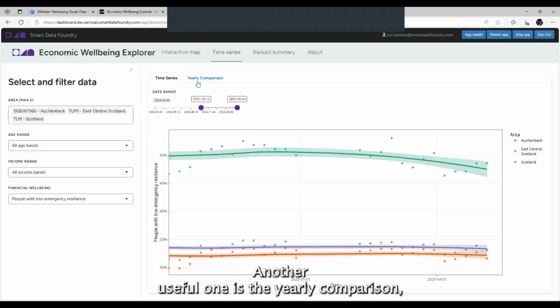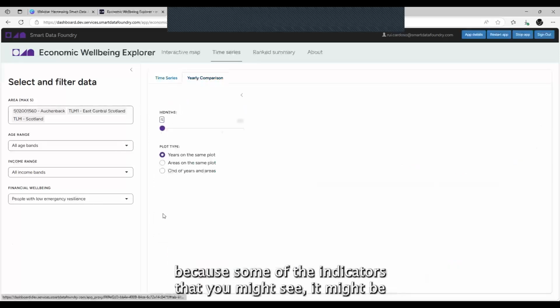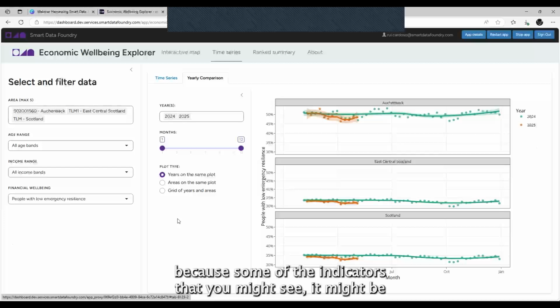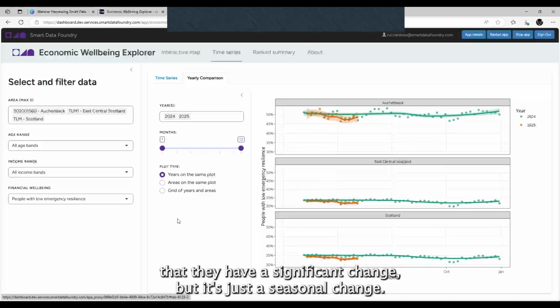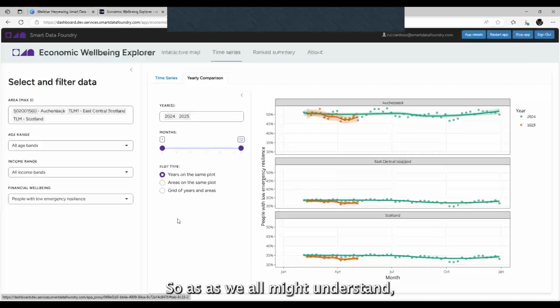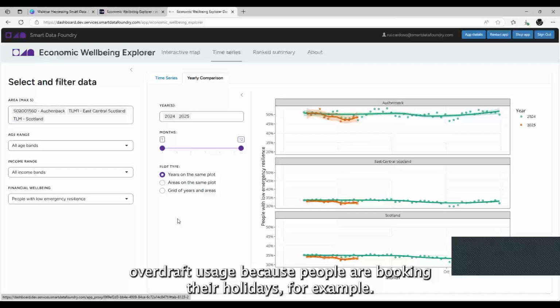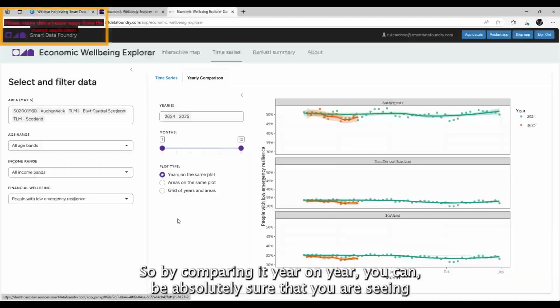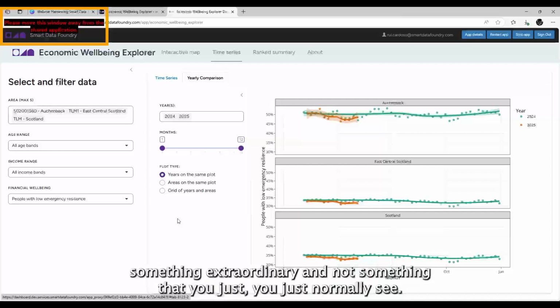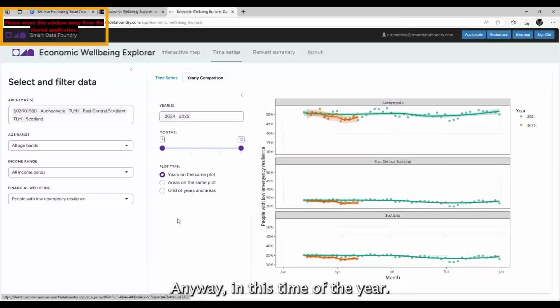Another useful one is the yearly comparison, because some of the indicators that you might see might have a significant change, but it's just a seasonal change. So as we all might understand, in the summer, you might see a lot more overdraft usage because people are booking their holidays, for example. So by comparing it year on year, you can be absolutely sure that you are seeing something extraordinary and not something that you just normally see anyway at this time of the year.